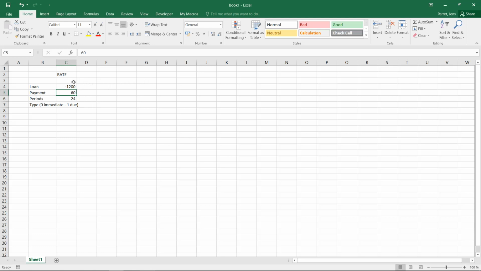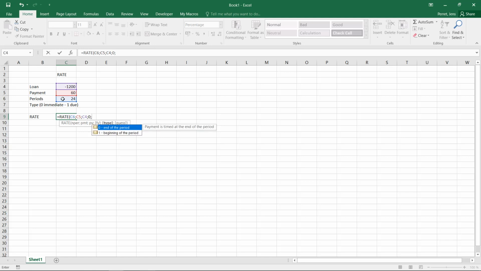Okay, but first, let's see how this function RATE actually works. We can simply put RATE. Then it asks for the number of periods, the payment each period, and the present value, so the value of the loan. Then it asks for the final value, some kind of salvage costs. If we're just interested in paying back the loan, we can put a 0 here.